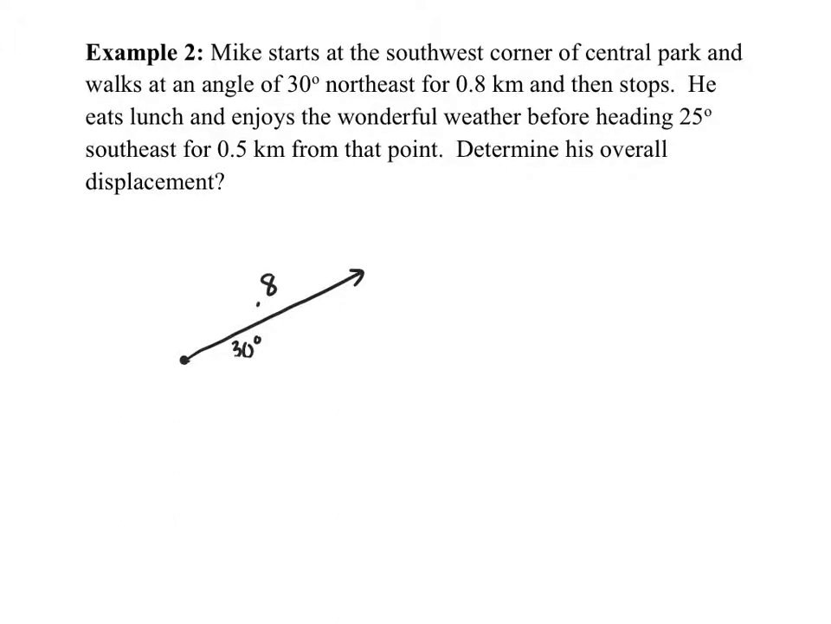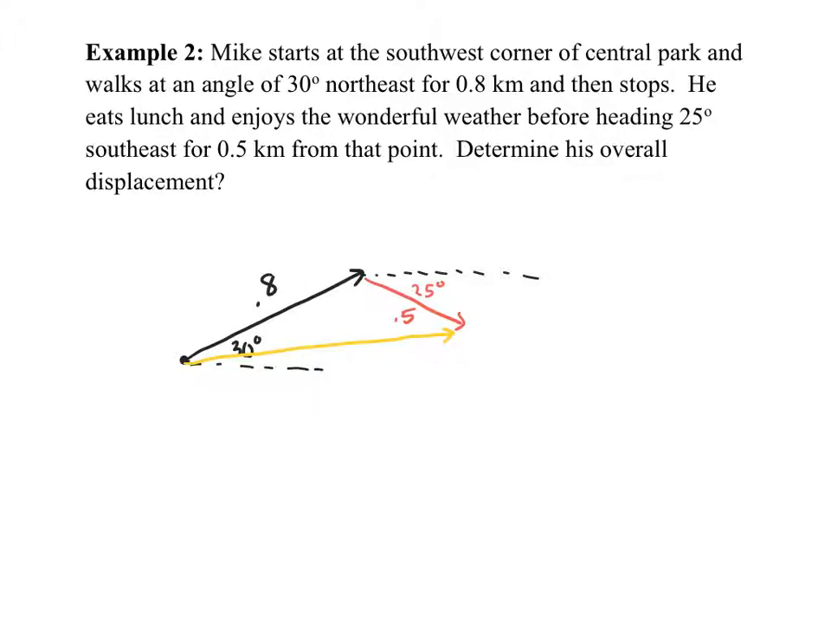Okay, so if you want to draw this dotted, you can. Then from where he stops and eats lunch and enjoys the weather, he then goes 25 degrees south of east. So again, draw east from where you stopped, and then draw south of east. 25 degrees, and this length is 0.5 kilometers. Therefore, his overall displacement is from A to B.